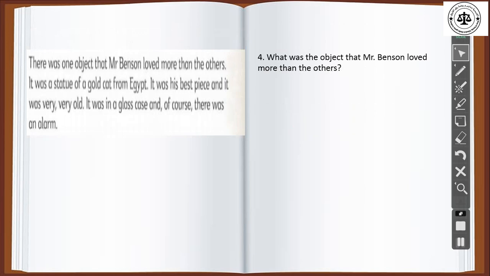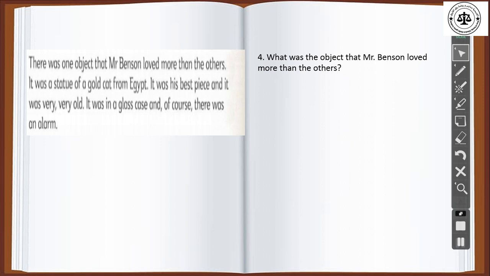So, listen well. There was one object that Mr. Benson loved more than the others. It was a statue of a gold cat from Egypt. It was his best piece, and it was very, very old. It was in a glass case, and, of course, there was an alarm.